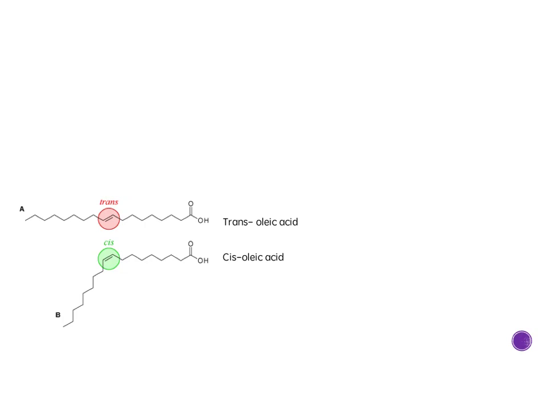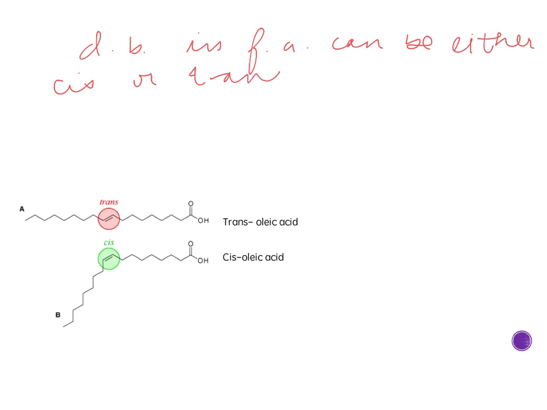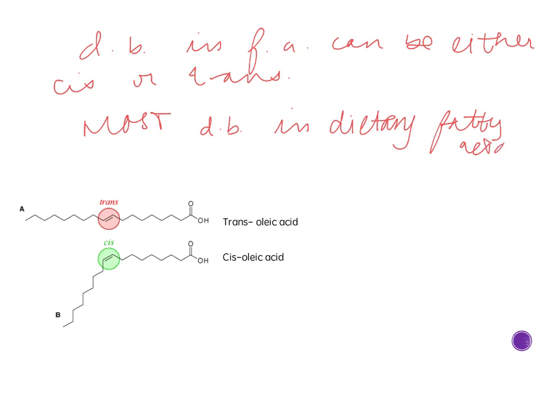Okay, and then the double bonds in fatty acids can be either cis or trans. Most double bonds in dietary fats, these are fats that you eat, that's what dietary means, fats or fatty acids, are cis, and there is a reason for that, and we'll get to it later.